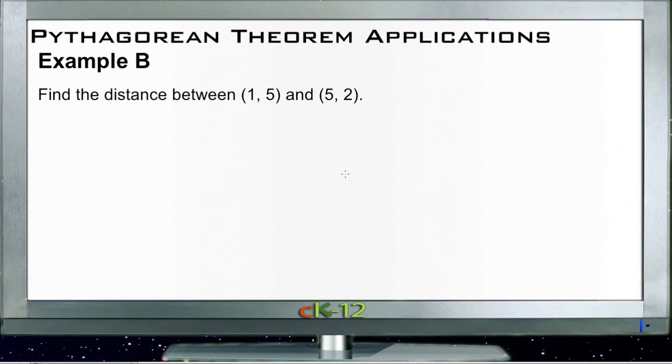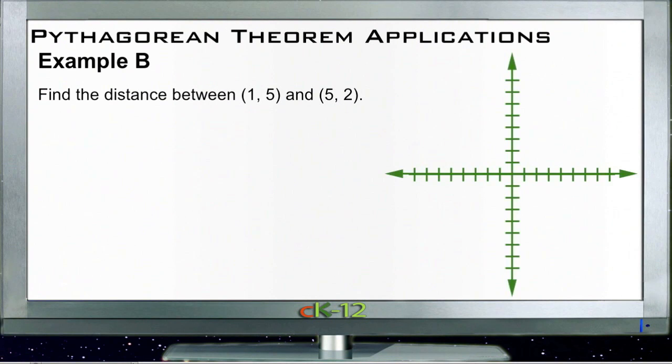Example B says we need to find the distance between the point (1,5) and the point (5,2). So if we were to look at that on an xy graph, we're looking at the point (1,5) right here and the point (5,2) right here. So what we're really looking for is this diagonal distance from here to here.